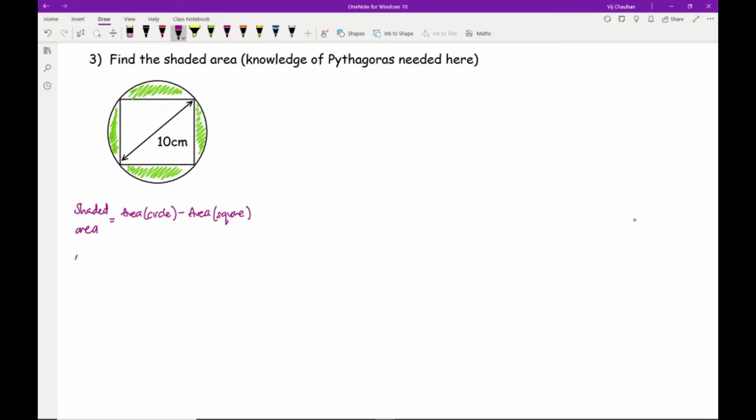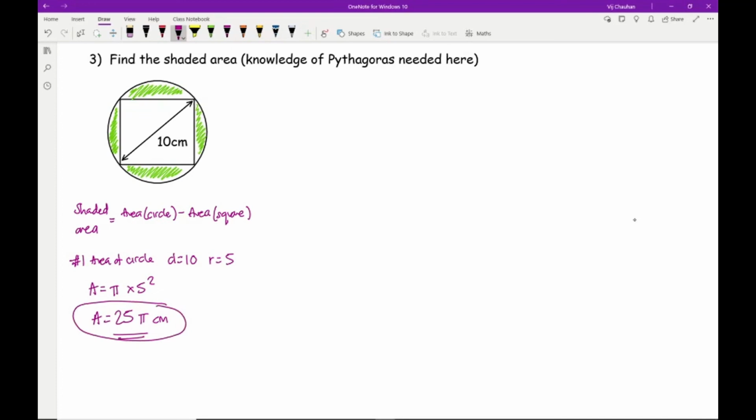Now to work out the area of the circle, I can see that I have been given the diameter. So D equals 10, which means that R is going to equal 5. So the area of the circle is going to be pi times 5 squared. So the area is going to be 25 pi. Now because that's not the final answer to the question, I'm going to leave this as 25 pi. So I'm just going to leave that for now.